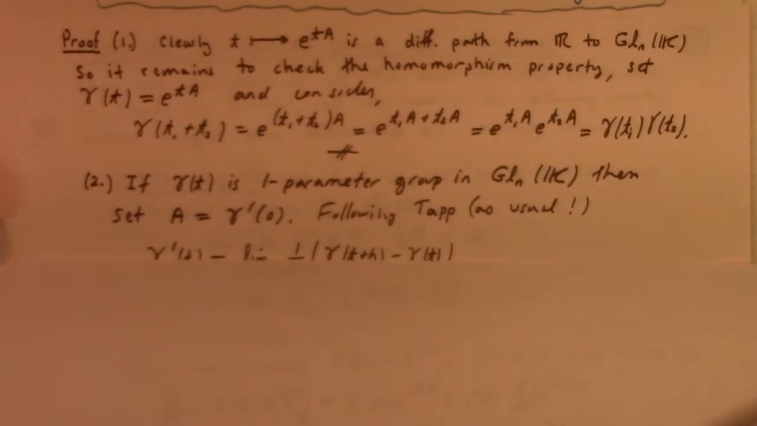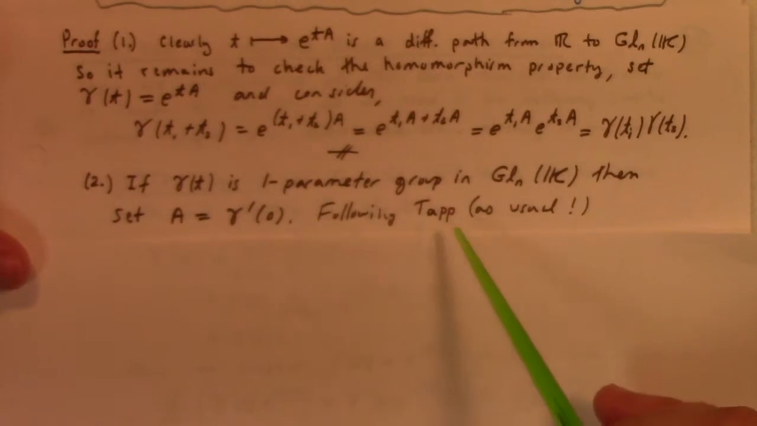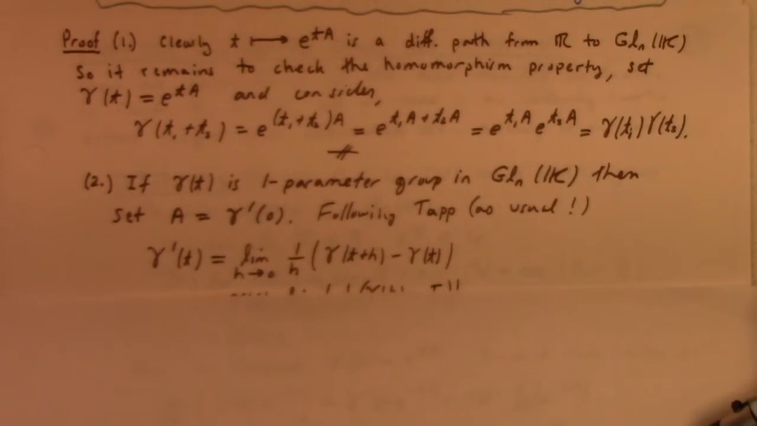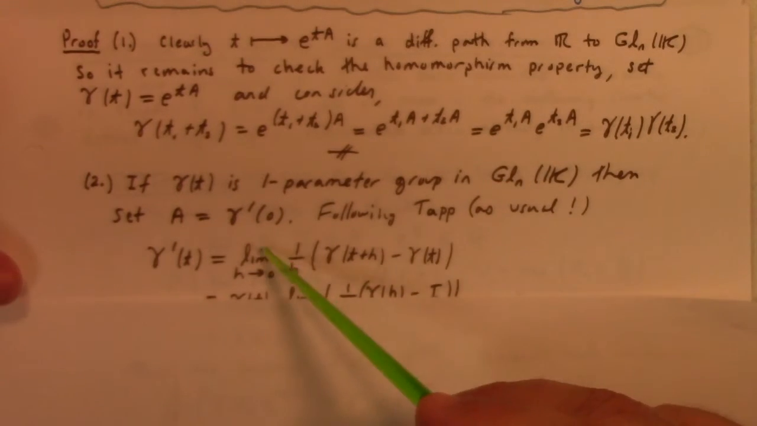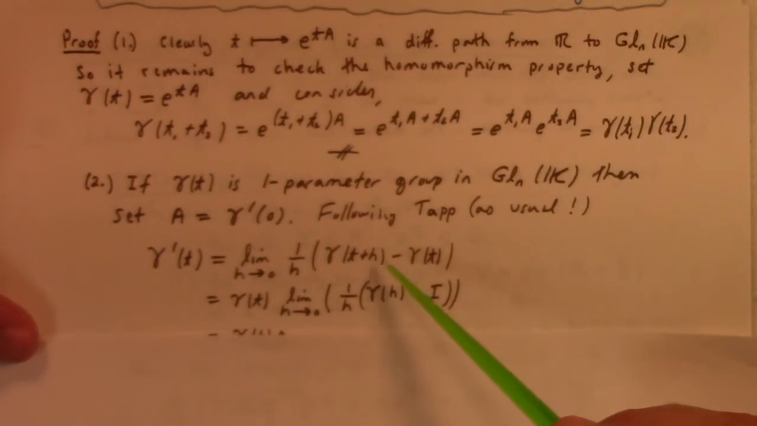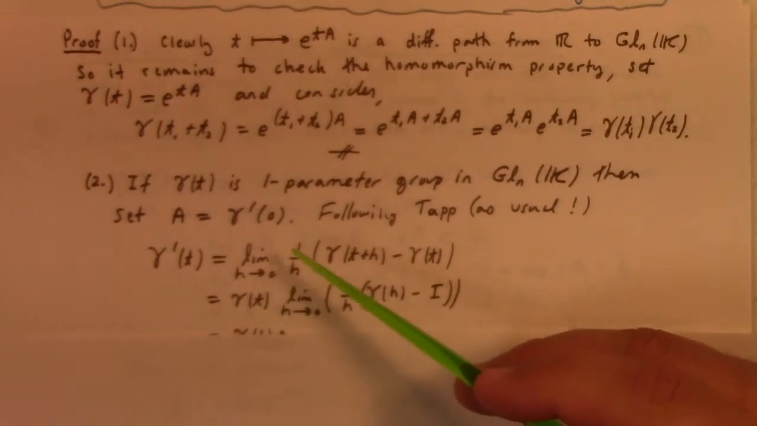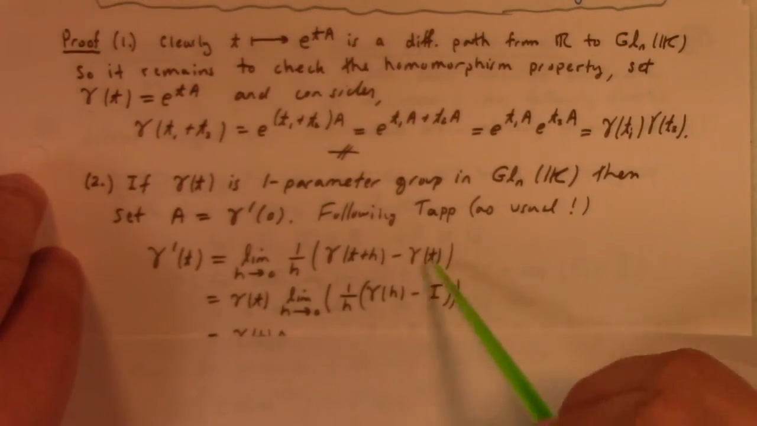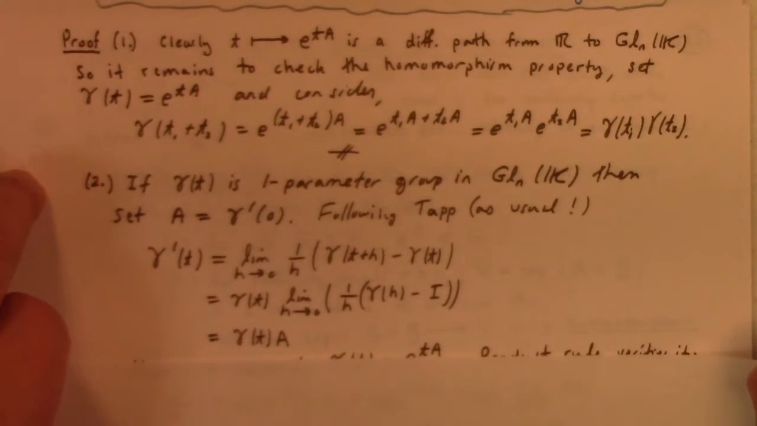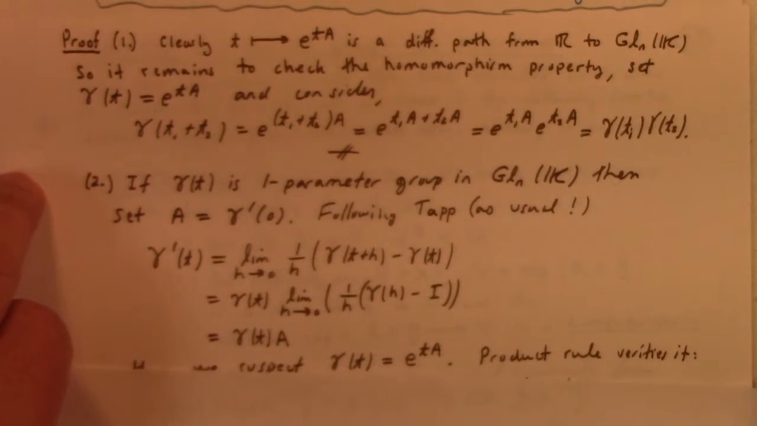And conversely, if you have a one-parameter group, suppose A is equal to gamma prime of 0, following Tapp, as we usually do. Gamma prime of t, well, we can define that in terms of the difference quotient, and use the homomorphism property to pull out the gamma of t here. And then, of course, this is the derivative at 0, right, which is A. So we get gamma prime of t is equal to gamma of t times A. But, hey, we already have a solution to this differential equation. We know it is e^(tA), right?